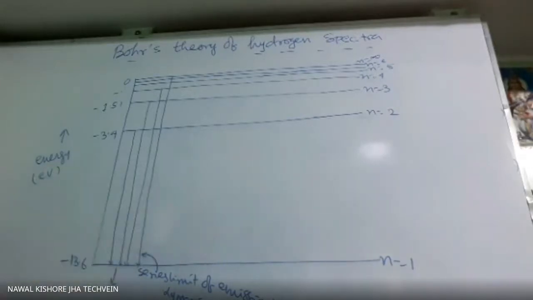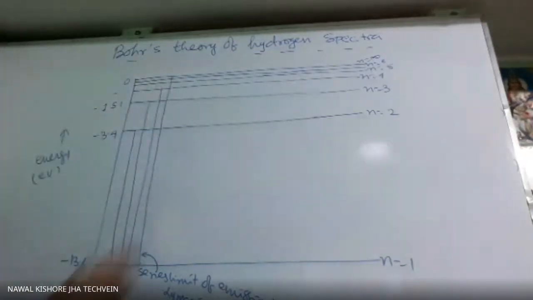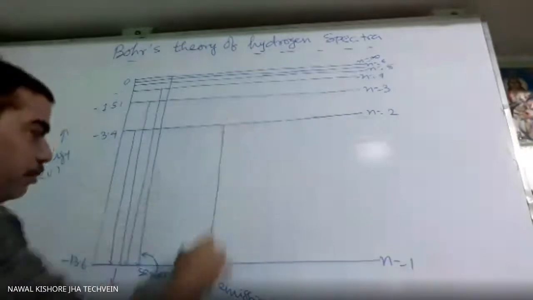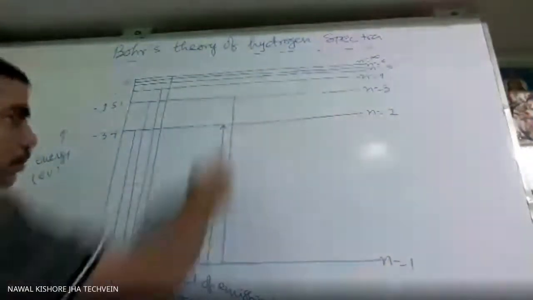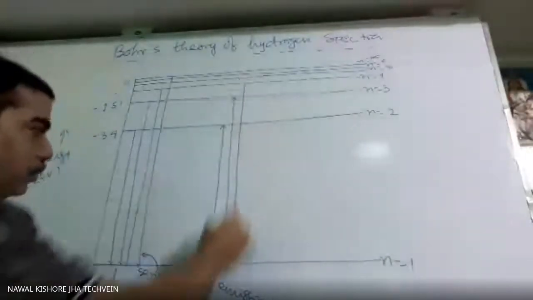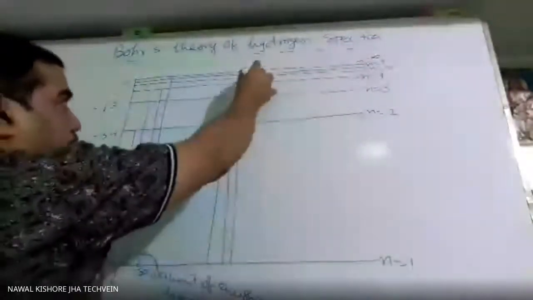Absorption means arrow mark will be opposite. Absorption line means it is going from first orbit to higher orbit. First to second, first to third, first to fourth, first to fifth, like that, and this will be the series limit.